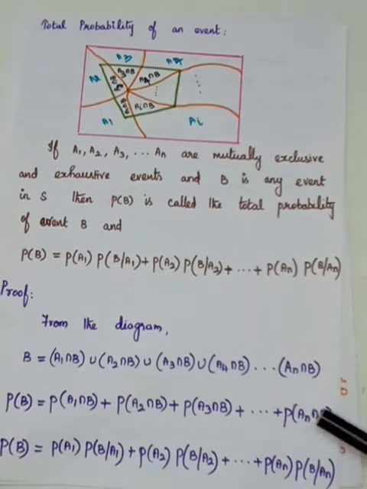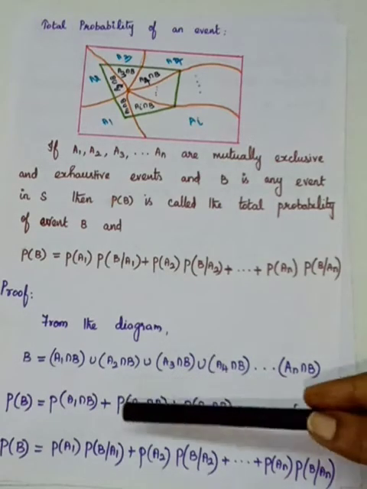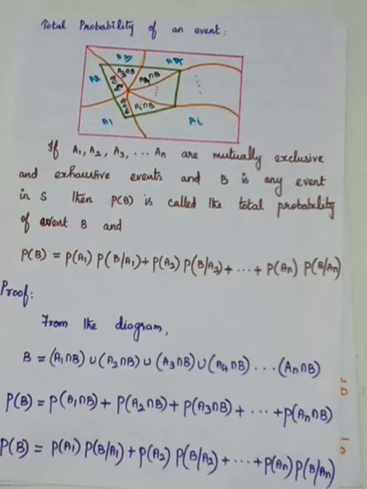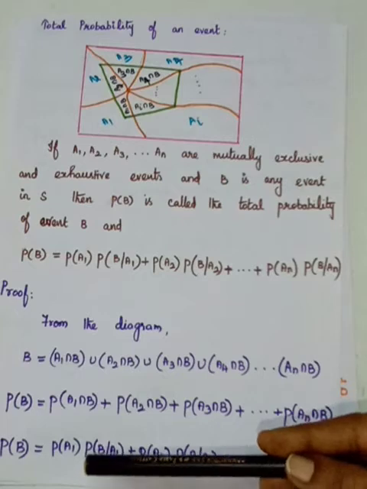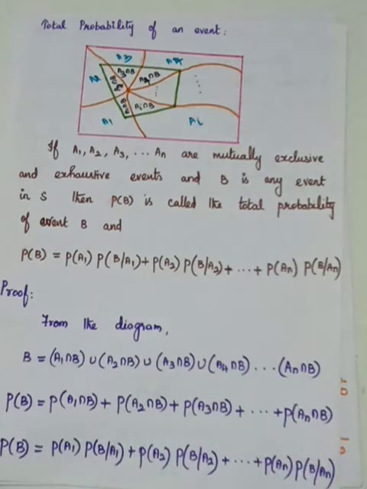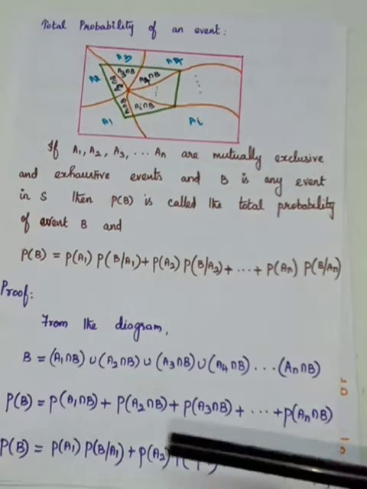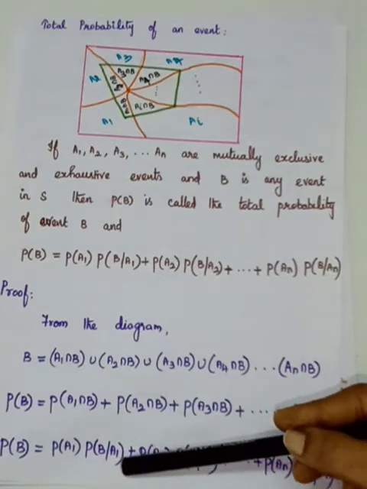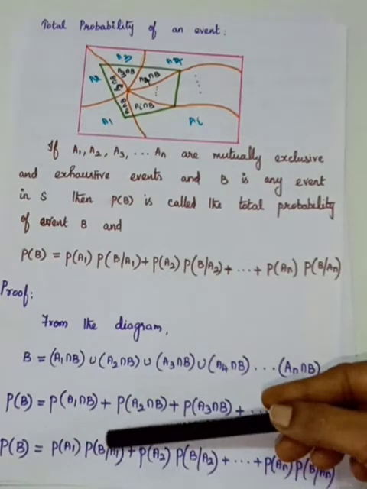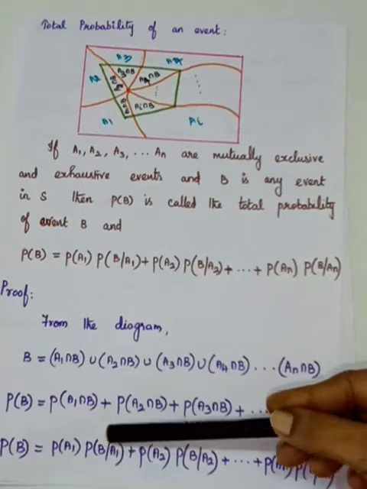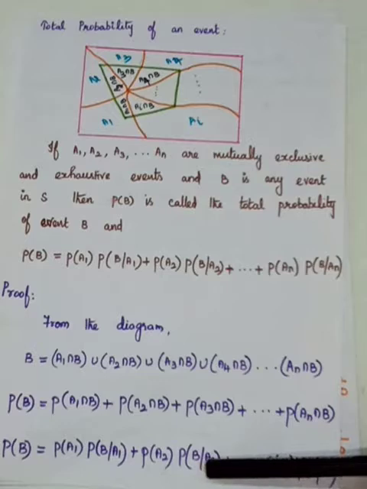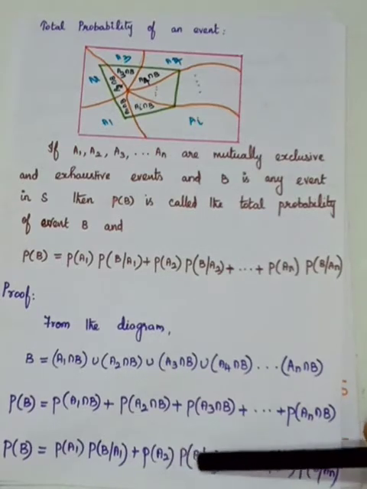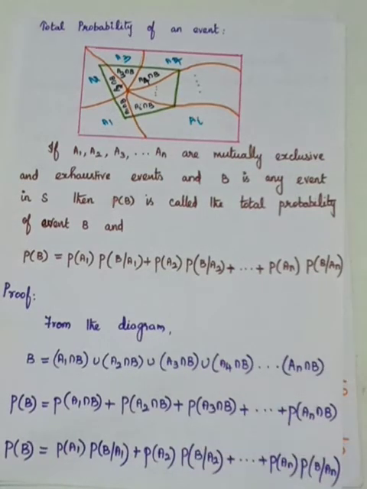P of A_n intersection B can be written as P of A_n into P of B by A_n. So this is the total probability of an event. P of B formula is P of A1. What is the probability of getting the event A1? That is P of A1. On A1, what is the probability of getting the event B? Plus the probability of getting an event A2. Here on A2, what is the probability of getting the event B? So likewise it goes on.